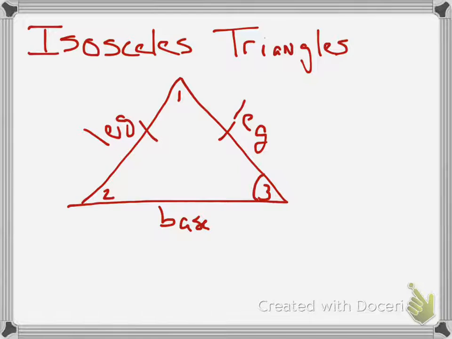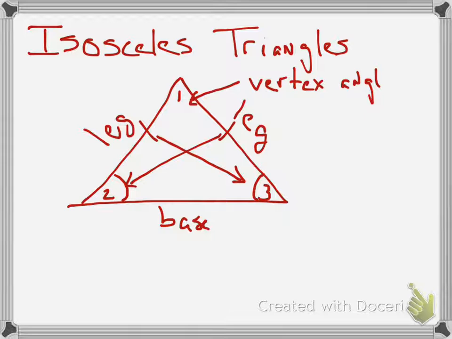Anyways, because of that, we can also assume that the angles that are opposite those sides, in other words, like this angle right here and this angle over here, are congruent. Those two angles are called your base angles, and the angle that is not congruent, the different angle, is called a vertex angle. Notice that the vertex angle is opposite the base.